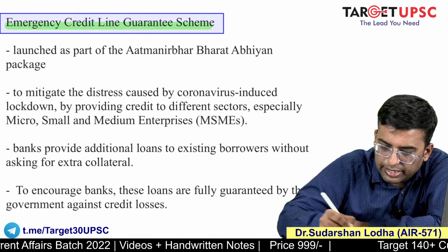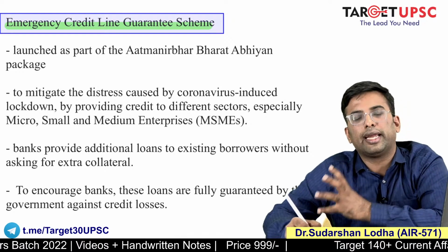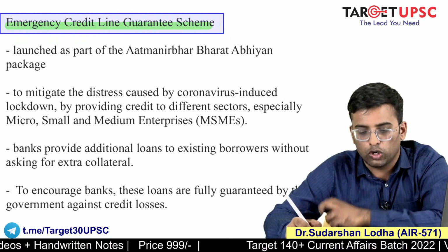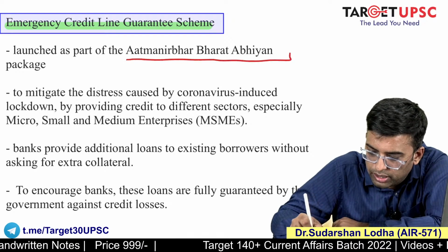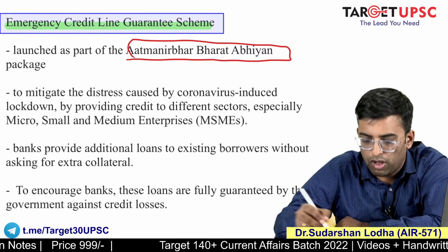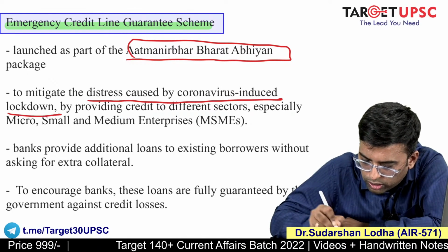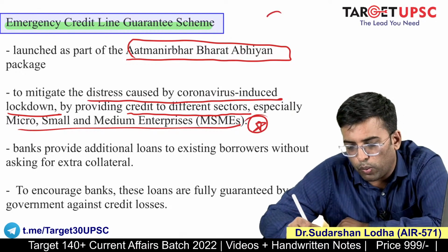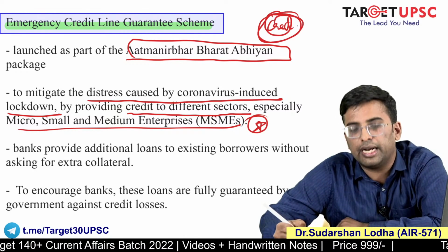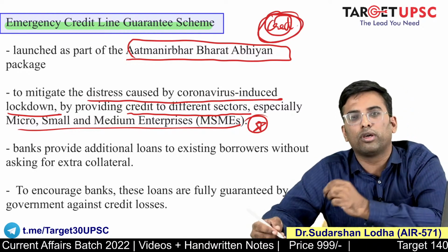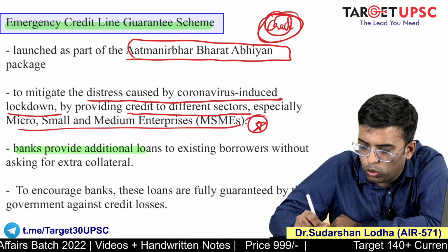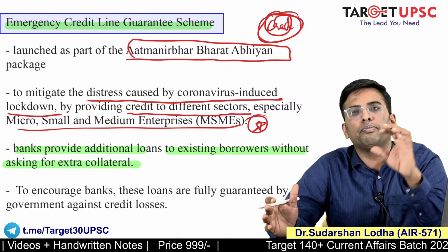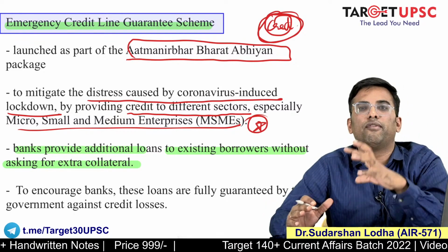Emergency Credit Line Guarantee Scheme, which was launched during second COVID के वक्त। This program was launched and this program was extended recently till March 2022, and the program was launched as a part of Atmanirbhar Bharat package, and the aim of this program was to mitigate the distress caused by coronavirus-induced lockdown by providing credit to different sectors, especially the MSME sector। So what we are doing is we are providing credit to the MSME sector, and this credit is collateral free। Collateral free मतलब you do not have to give any security। तो banks provide additional loans to existing borrowers without asking for any extra collateral। So as most of the MSMEs are facing problems, additional loan would be given to whom?